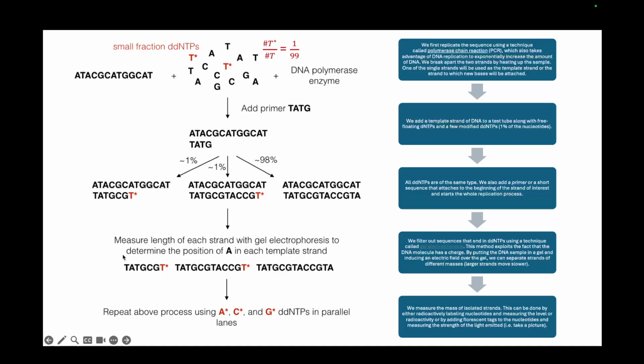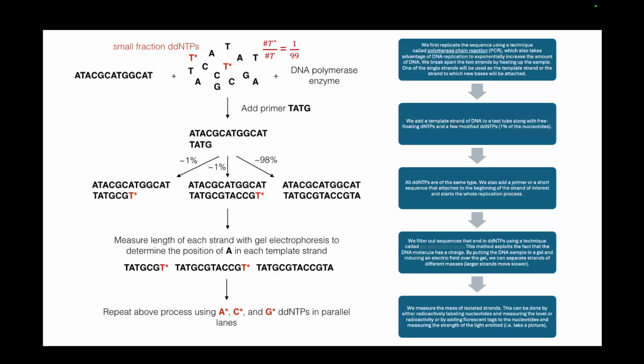So if a ddNTP has been added here, it automatically means that in the complementary strand there is an A. So at every position, this T has to be added. For this one, we started with the TATG, so these two A's are gone, but the next two A's, this A and this A, need a T to be complementary. So at both positions, a modified ddNTP will be added.